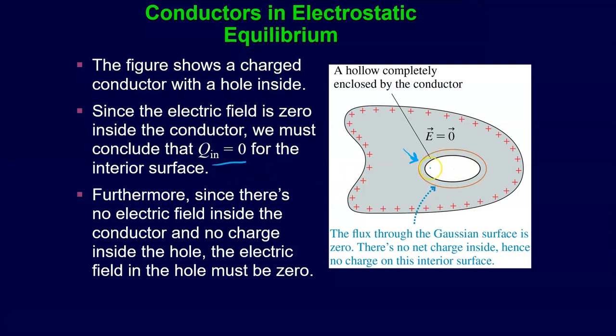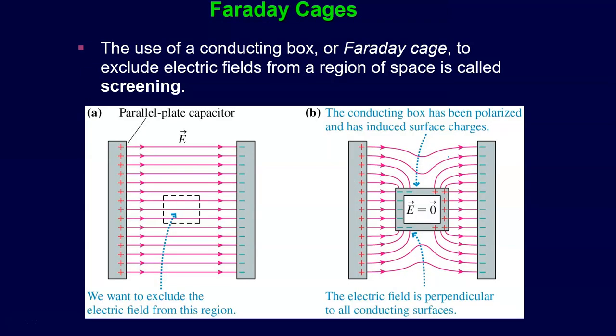And so if we have this cavity here, where there's no electric field inside the conductor, and then there's no charge on the surface of this cavity, of this hole, the electric field in the hole must be zero. So the E field inside this hole must be zero. And this is a really handy fact, and you can use this to create what's called a Faraday cage. Here's a picture of a parallel plate capacitor, our nice constant electric field. Suppose you wanted to exclude the electric field from this region. What you do is you put a conductor in there, and give it just a little bit of time to reach equilibrium. And what it basically does is it arranges its charges. So it was like a neutral conductor.